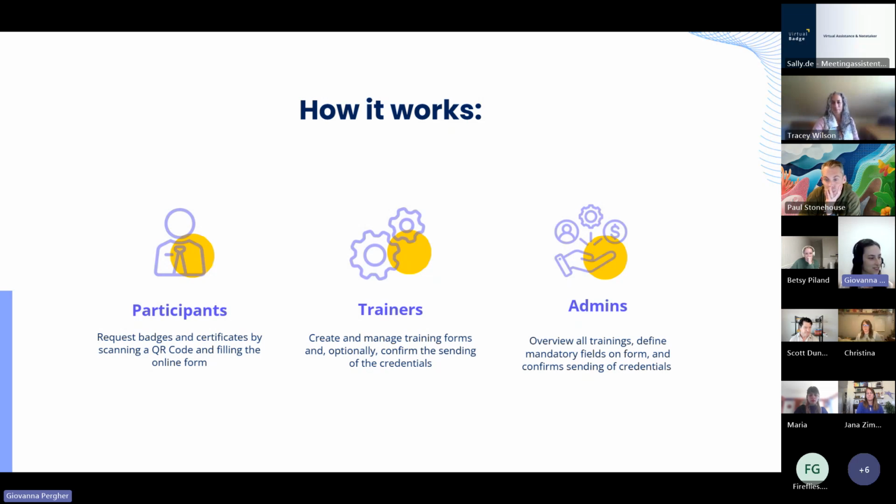But here, how it works. There are three different types of users when it comes to the trainer module. We have, of course, the participants, the people who have just taken the training, and now they should be receiving their badges and certificates. Then we have the trainers, so that'll be you, the people who are there performing the trainings and are in touch with these participants. And then we have the admins, the people on the other end who are managing all the certificates and adding the mandatory fields to the forms.